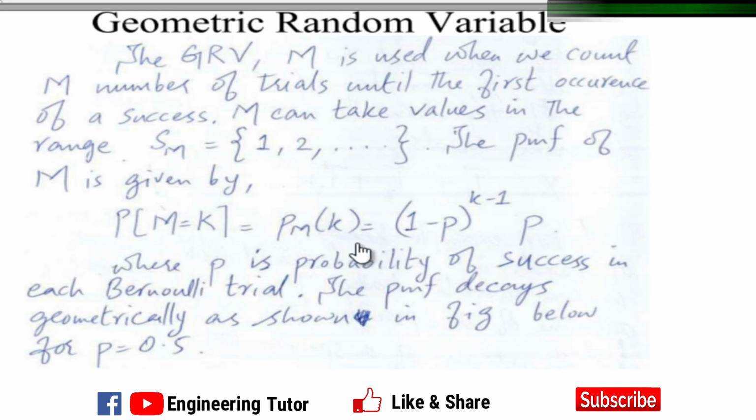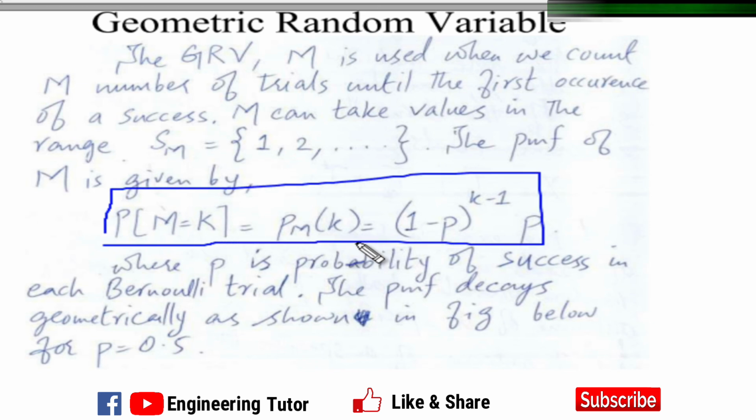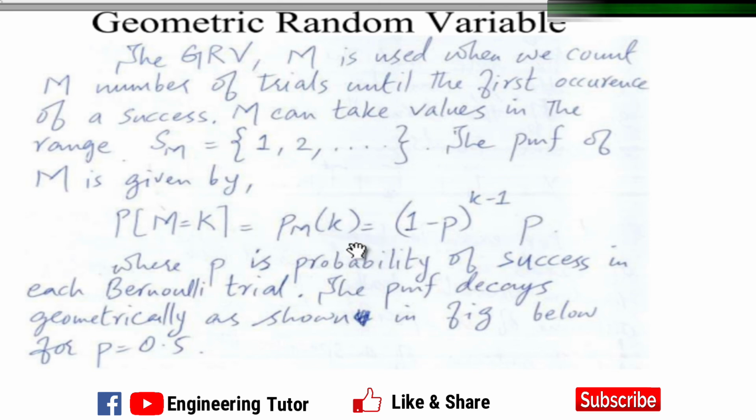So the probability mass function of the geometric random variable is this one. It is (1 minus p) to the power k minus 1, times p. Up to k minus 1 trials you got failure, and at the kth trial you get the success, where p is the probability of success in each Bernoulli trial. The PMF decays geometrically, as shown in the figure below for p equal to 0.5. After each trial, the probability of success decays exponentially.